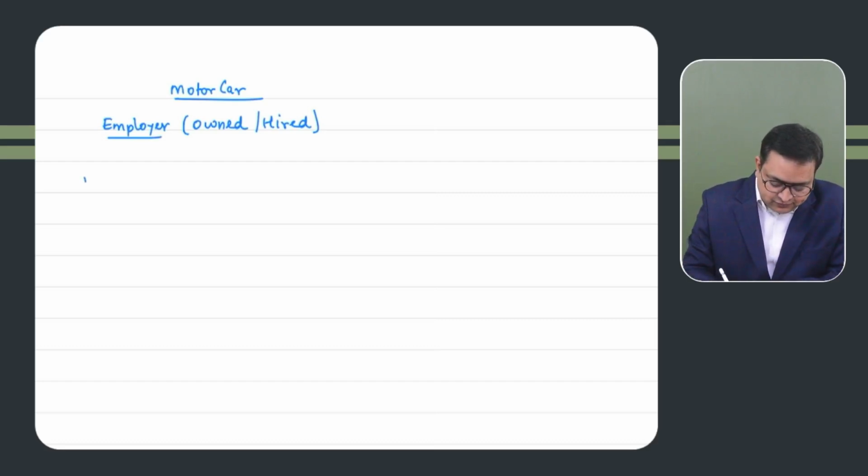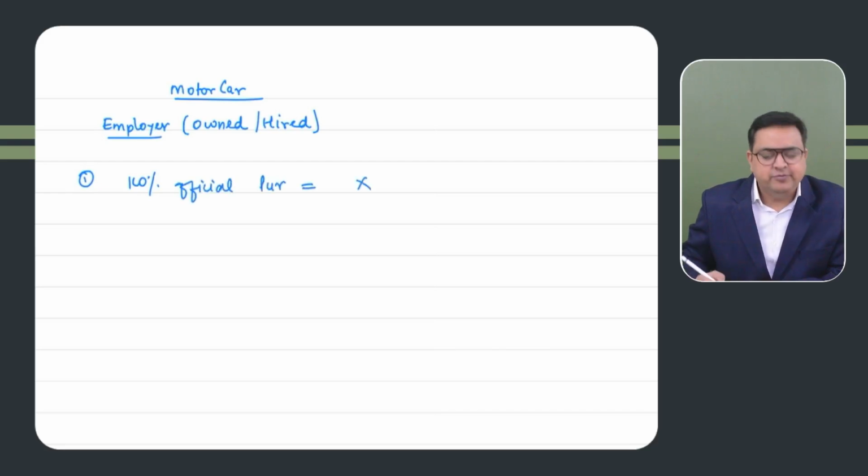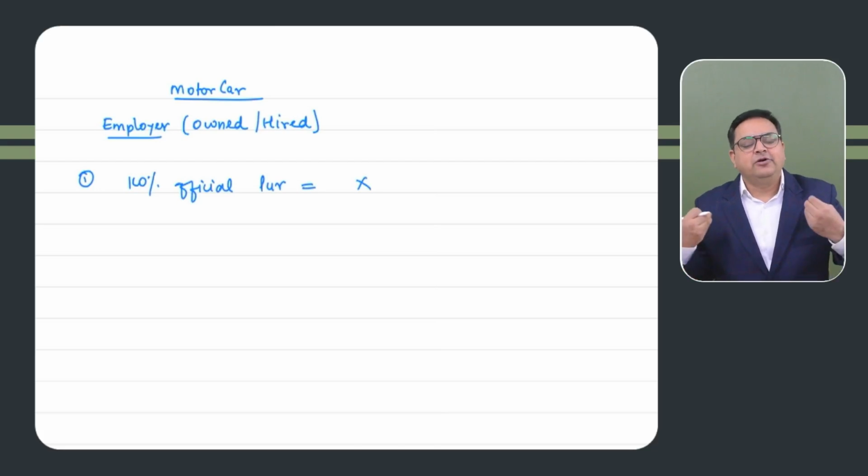So if it is used for 100% official purpose, then it is not a perquisite. The perquisite value would be 0. Why? Because we are not deriving any benefit out of it. It is for 100% official purpose.